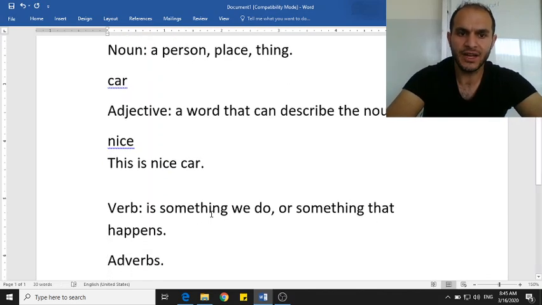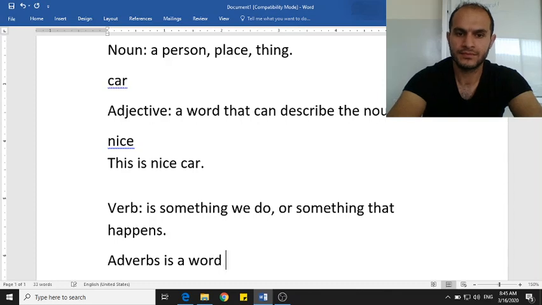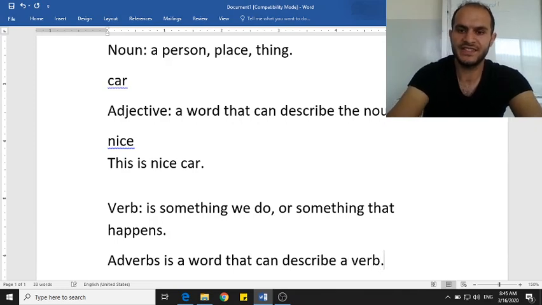In the other group, we have the verbs and the adverbs. We said that the verb is something we do or something that happens, right? It's an action. So the adverb is a word that can describe a verb. Let's put an example here.